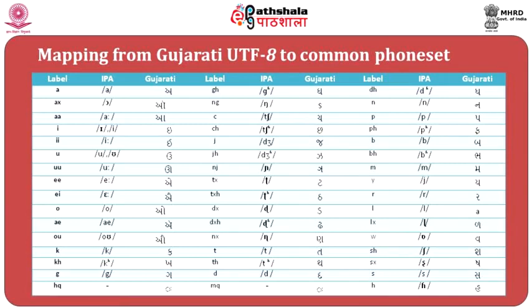Now the third step, where we will describe the transliteration and its related issues. For this purpose, you can see a table on your screen which shows the mapping from Gujarati UTF-8 to the common phone set. Here we can see the label IPA, the Gujarati translation, the label, and then again the IPA and the Gujarati translation. So this is a mapping from Gujarati UTF-8 to the common phone set.